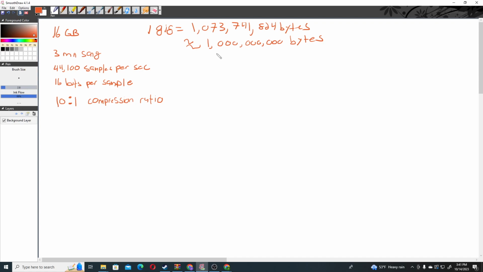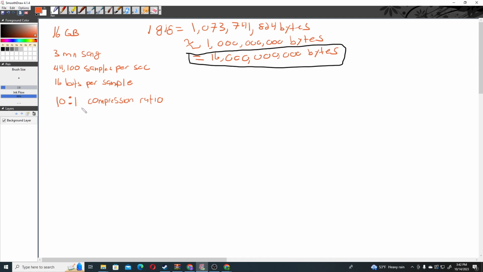Roughly 1 billion bytes. So our hard drive space, in other words, has 1 billion bytes per gig times 16. So that's 16 billion bytes available, okay? All right, so this is how much space we have available on our hard drive. We're just gonna store that away in our memory. We're gonna pretend that's our memory, okay?